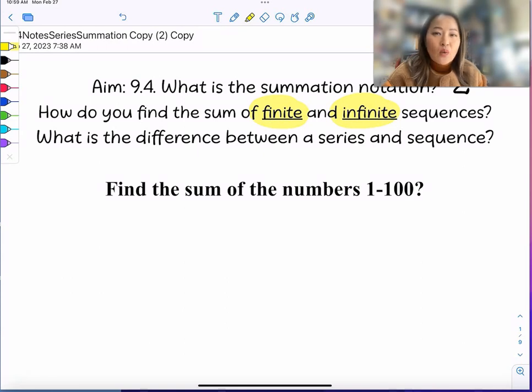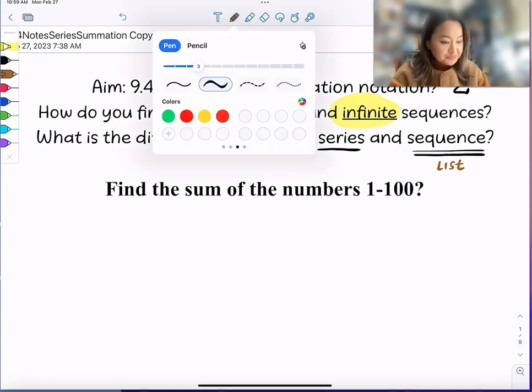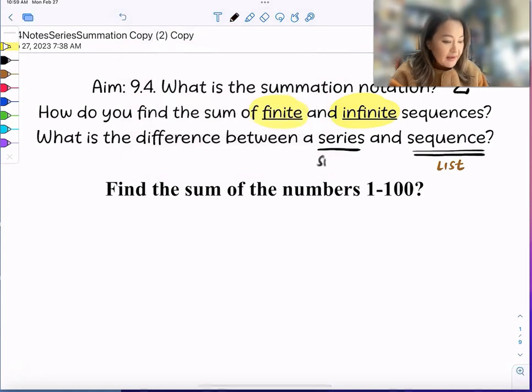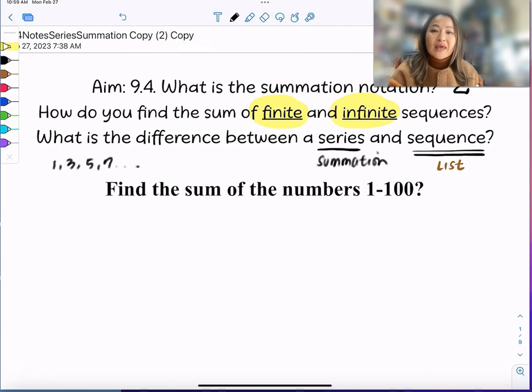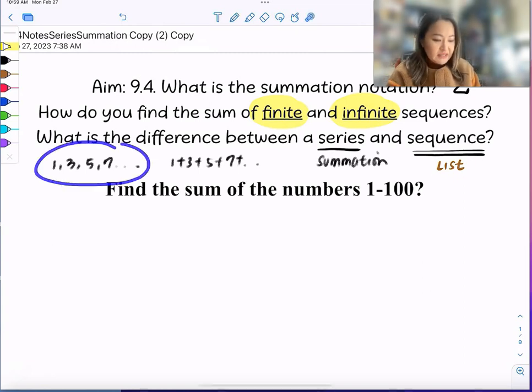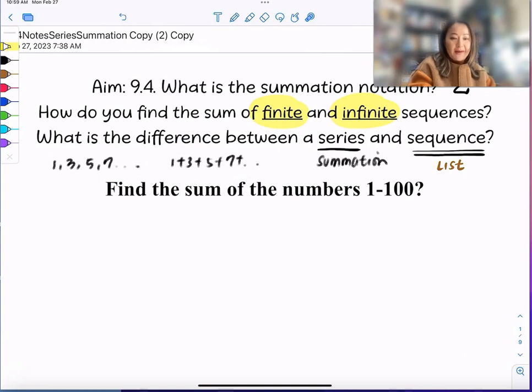It's kind of intriguing. What is the difference between a series and a sequence? Sequences, we've been dealing with them. Sequences are like lists of values. A series, on the other hand, is a summation. Like if we have the sequence 1, 3, 5, 7, etc., and we add them together, then it becomes a series. It used to be just a sequence, but now it became a series, and that's the difference.